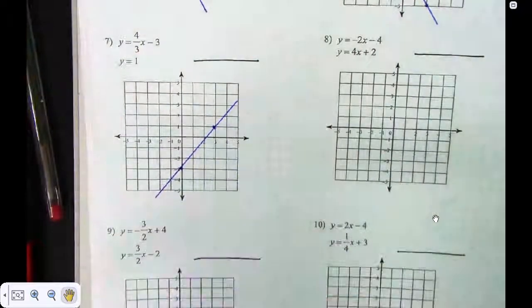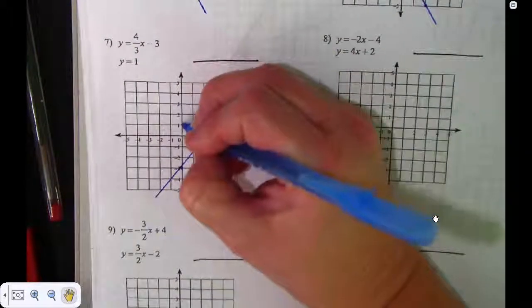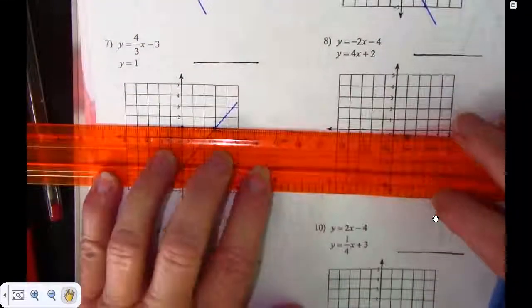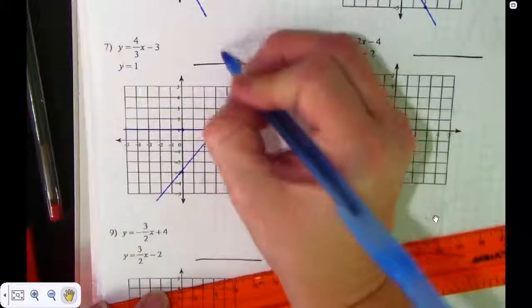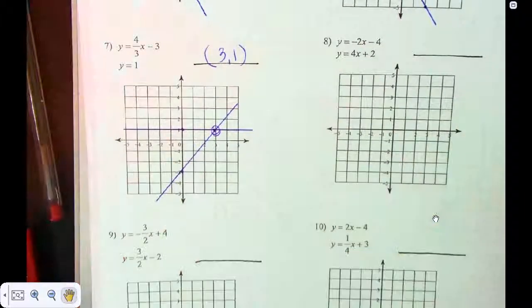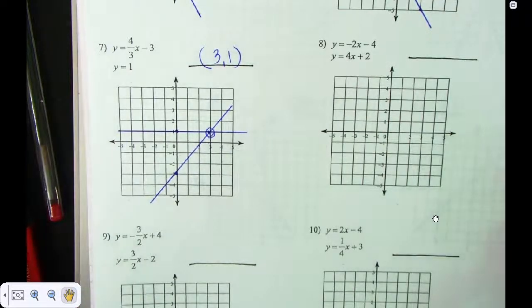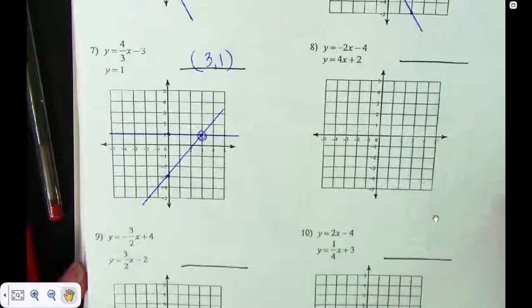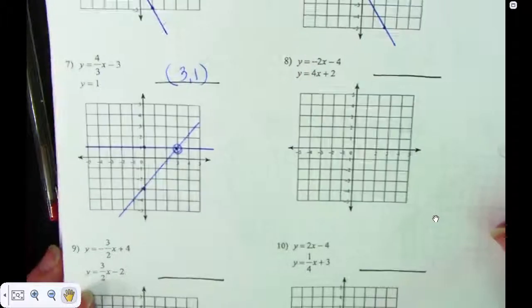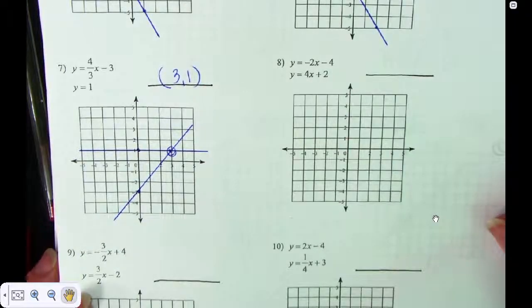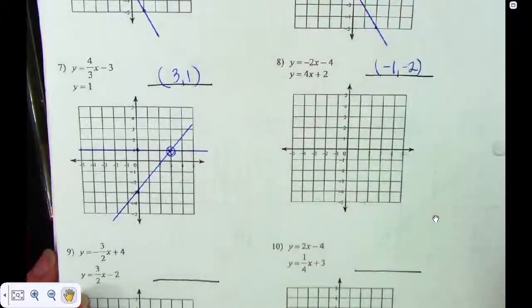Y equals 1. Not 1x, but 1. So I've got to cross the y at 1. This is going to be a horizontal slope, which is a 0 slope. And my point is going to be 3, 1. Okay? What's number 8? Good. Negative 1, negative 2.